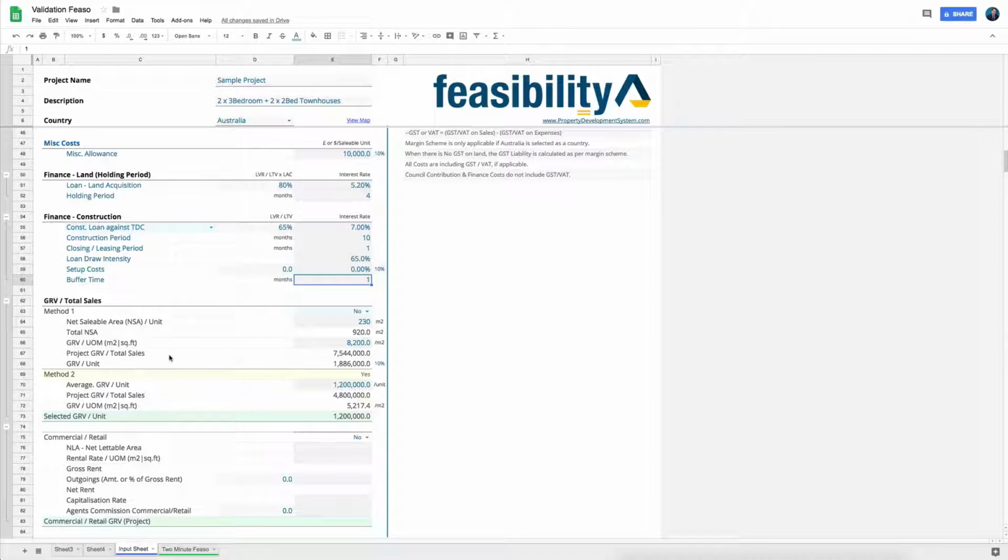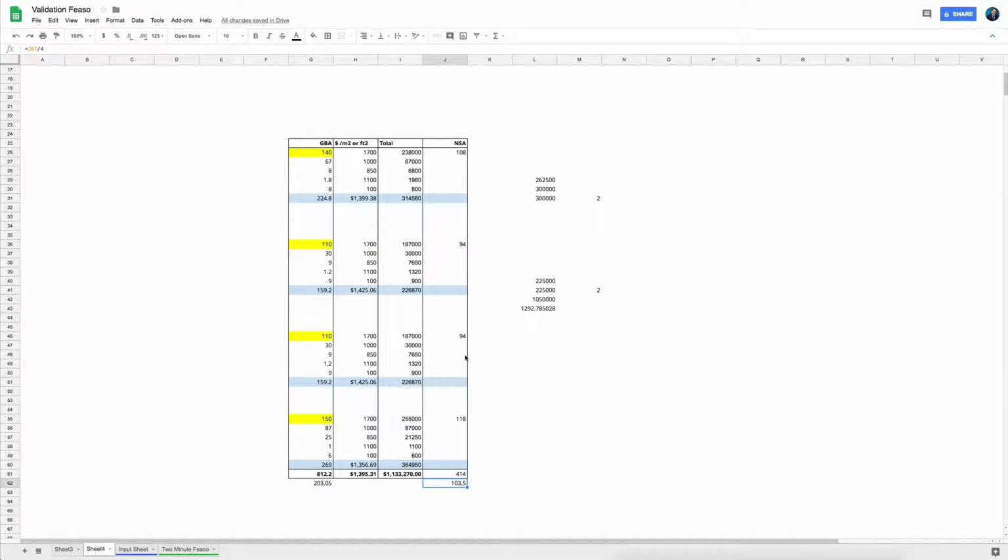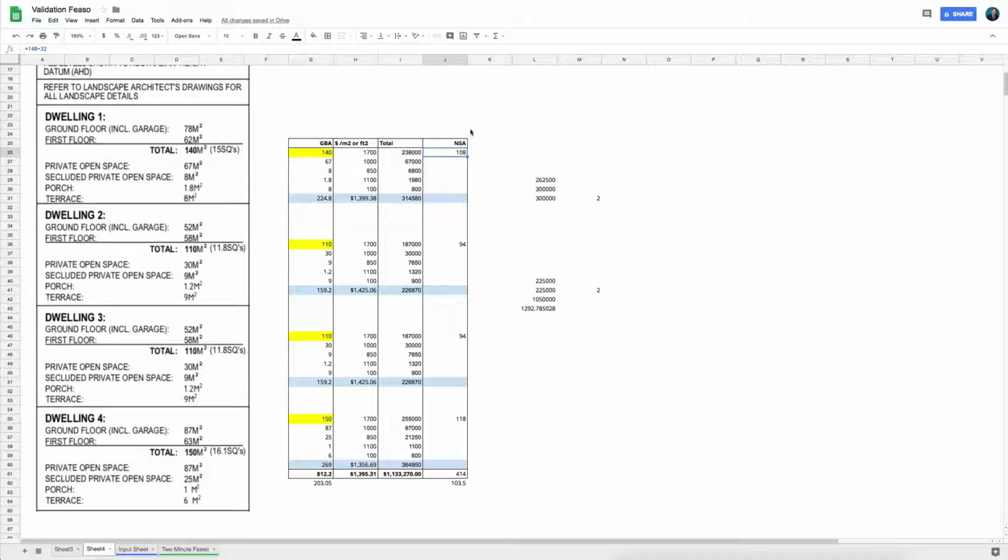Now let's come back to the sales part of it. Net saleable area per unit. So this is method 1 and this is method 2. Let's look at method 1 first. Net saleable area per unit. I put in 230 over here because this is the number that I had from my previous feasibility. See how we were calculating the net saleable area over here. We spoke about the covered area being sold, and then I deducted the size of the approximate double garage and a single garage here.